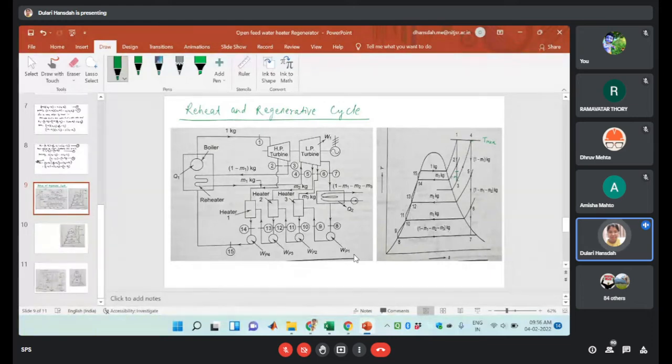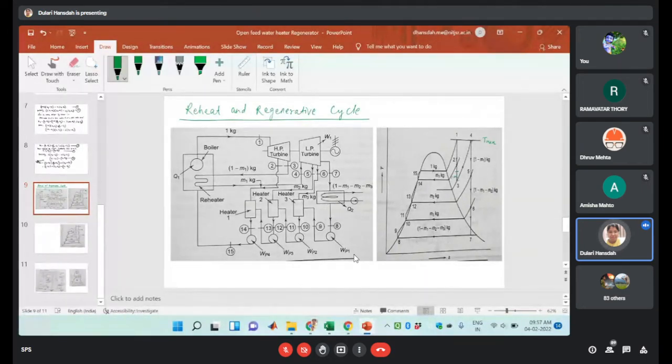So that will be entered to the low pressure turbine. Then there will be expansion of the steam from 4 to 5. That steam amount is 1 minus m1 kg of steam. Then suppose at the point 5, we have drawn m2 kg of steam to increase the temperature of the feed water, that is used in the heater 2.